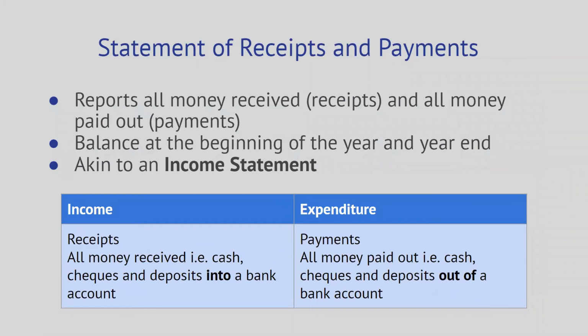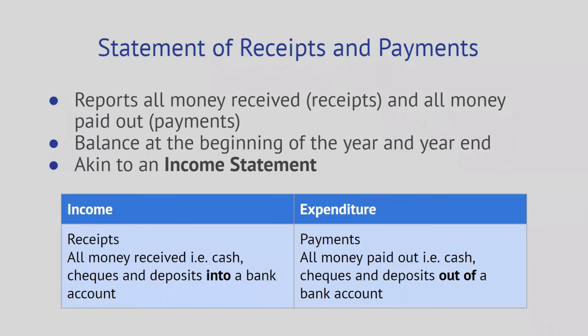Cool, so moving on to the statement of receipts and payments. This is where you report all the money received and all your money paid out. This helps you keep track of all your cash going into and out of the charity. It's a little bit similar to a business's income statement, except we use the term receipts for income and payments for expenditure.